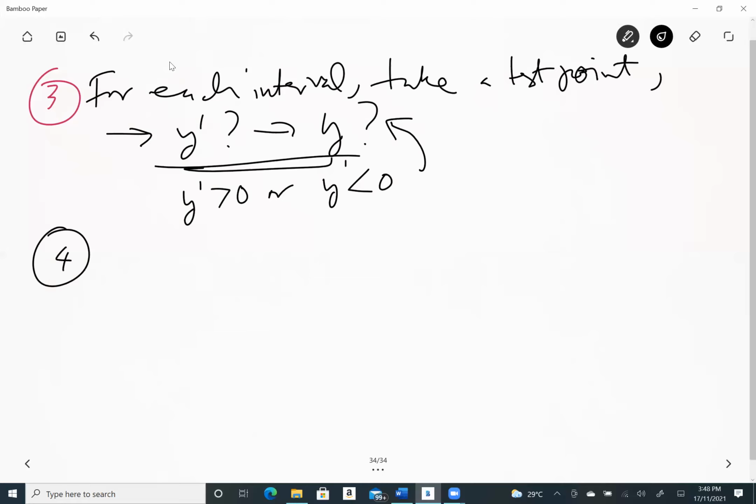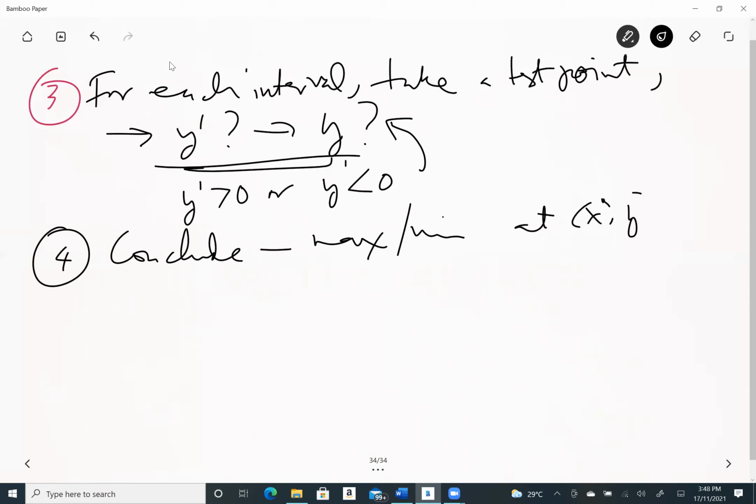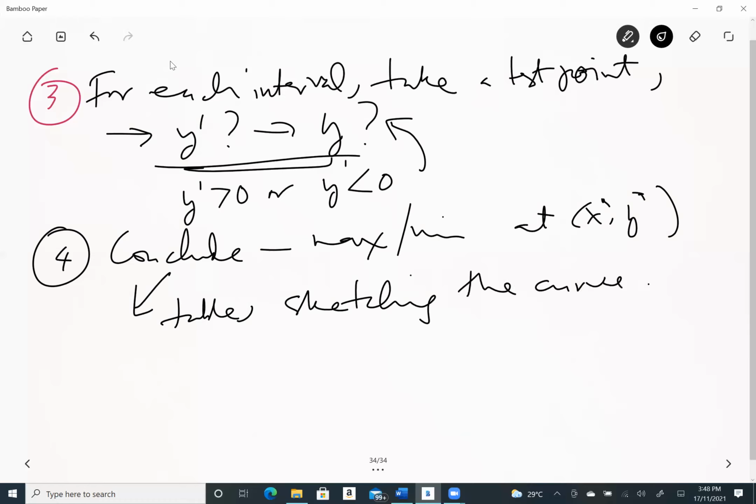And number 4, we can conclude whether you have a maximum or minimum at that critical point. So that's how the test is. How do you conclude? You can conclude from the table, or you can conclude by sketching the graph. The table, I will show you afterwards. Sketching the curve, we already know how to do it. So let's consider an example.